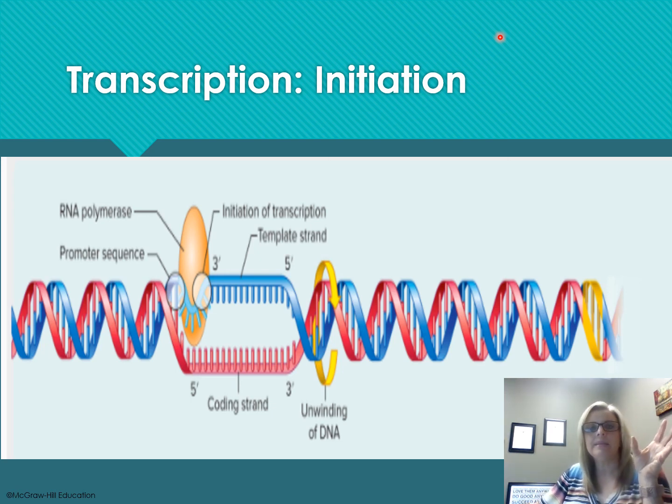The DNA helix is going to unwind. Polymerase is going to move down the DNA strand and make an RNA molecule, bringing in those bases that are complementary to the template strand of your DNA. All right, so only one strand of DNA is copied by RNA polymerase.